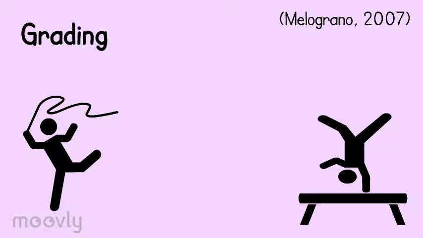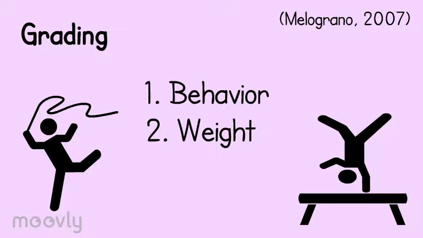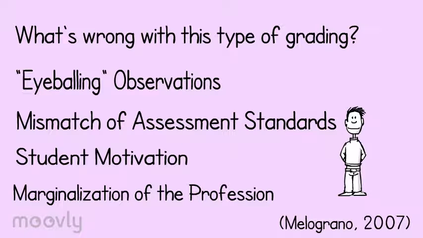Under the grading category, we talk about how traditional grading typically focuses on 1. The behavior, and 2. How much that behavior will be weighted in evaluating the final grades. But what's wrong with this type of grading?